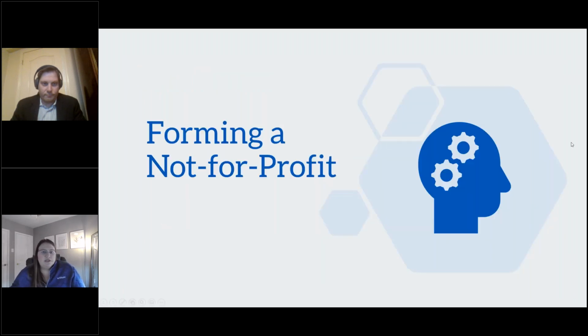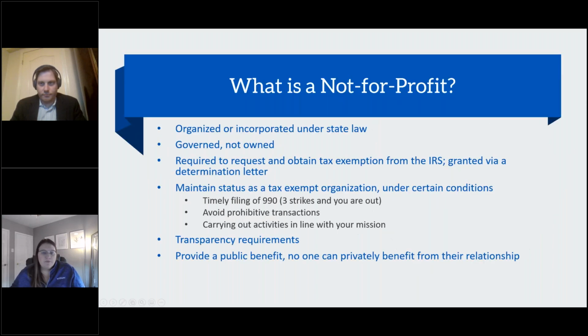Just to start about forming a nonprofit and really what that means, and how you go about doing that if you were to want to do so. First, let's ensure that we have a good understanding of what a nonprofit is. First and foremost, they are organized or incorporated under state law, so it's not organized under a federal law. And they are governed but not owned. They are governed by a board of directors, many of you may be one, not owned by any indirect or direct person or group of people.